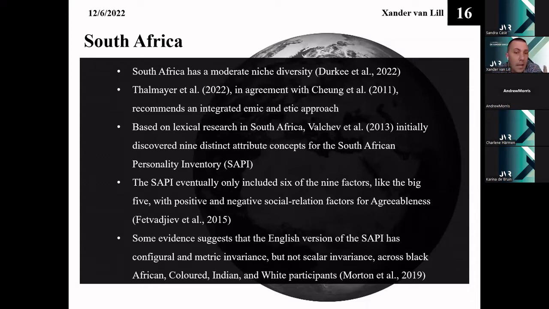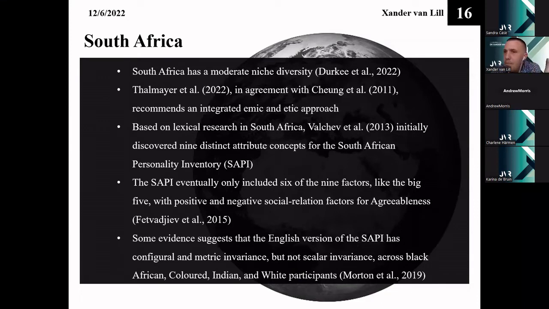And they've done lexical research in the South African context. And interestingly, they initially discovered that there were 9 distinct attributes or concepts of personality that could be defined and identified based on their studies of dictionaries in the South African context, and also interviews with people, as part of the South African Personality Inventory Project. However, they further reduced this dimensionality later to eventually include 6 of the 9 dimensions, and it looked very interesting here. It also came back to a big 5-factor model of personality, with the exception of 2 dimensions that they differentiated in agreeableness, namely positive and negative social relation factors.